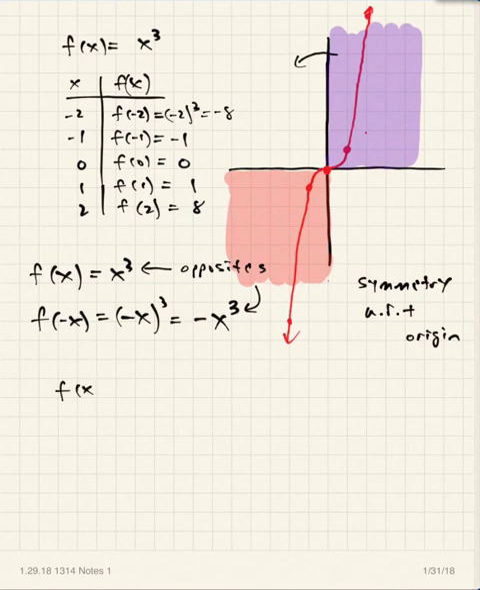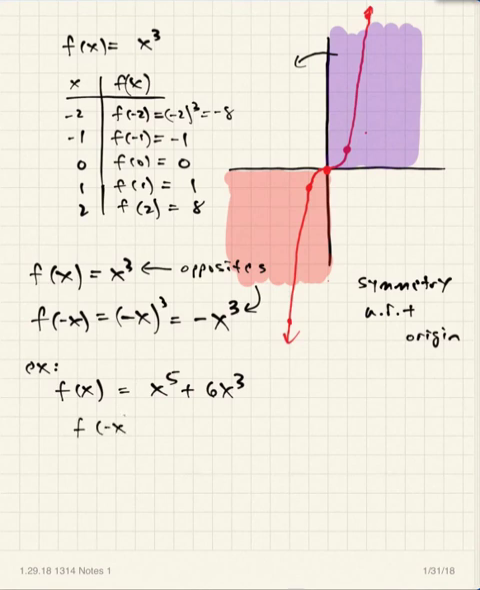So a function like this one, and this will be the last example of the day, if you have f of x equal to, let's say, x to the 5th plus 6x cubed, and maybe you don't know what the graph of that looks like. You probably would not know what the graph looks like for that function.